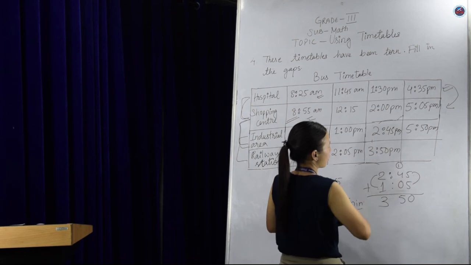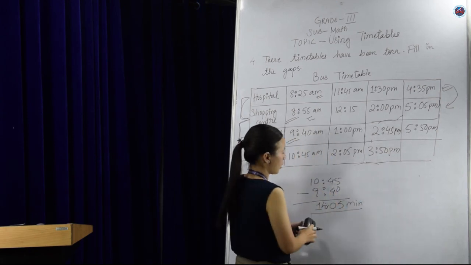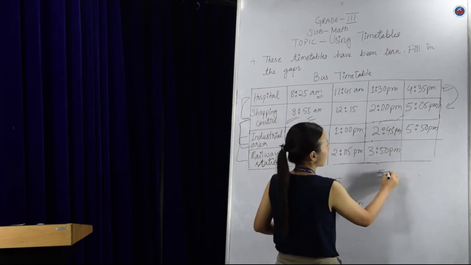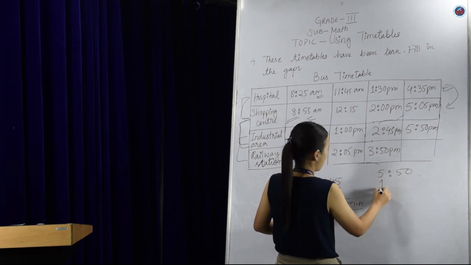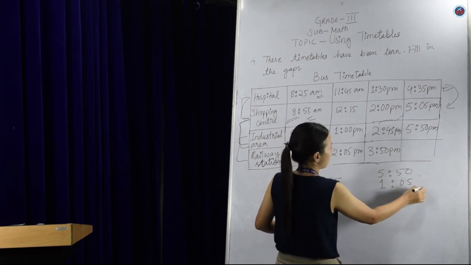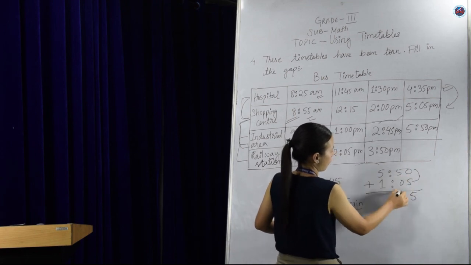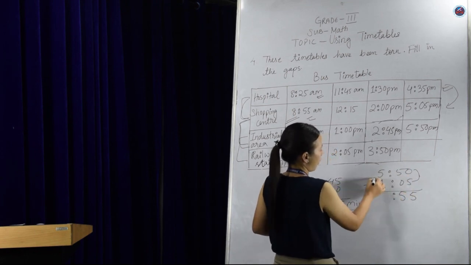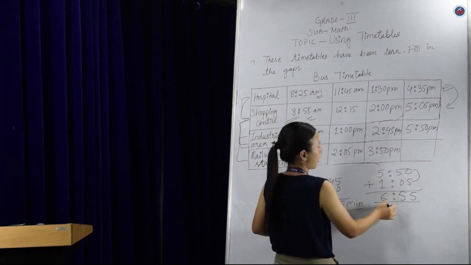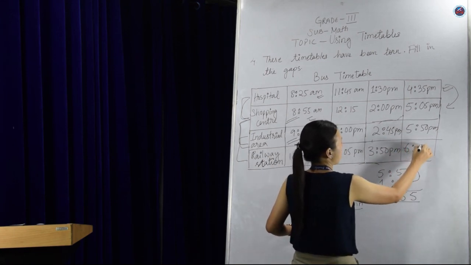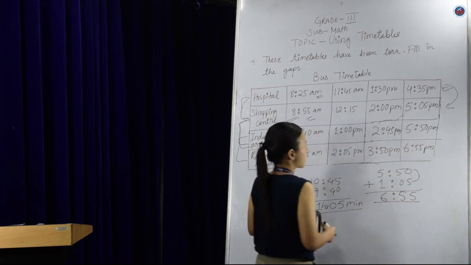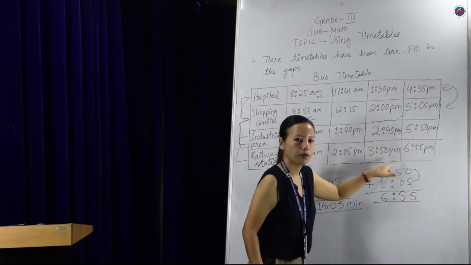And for this, we will add 1 hour, 5 minutes to 5:50. So 0 plus 5 is 5, and 5 again, and then 5 plus 1 is 6. So your timing is 6:55 p.m. So that's how we find the missing part.